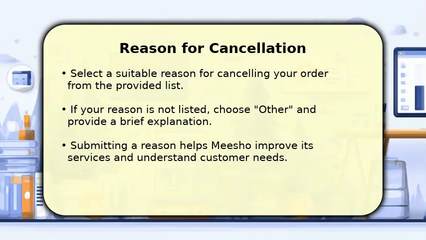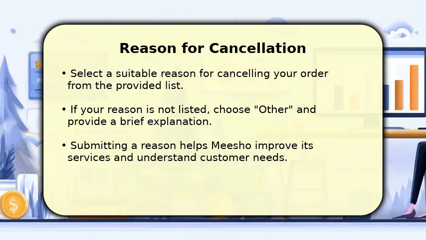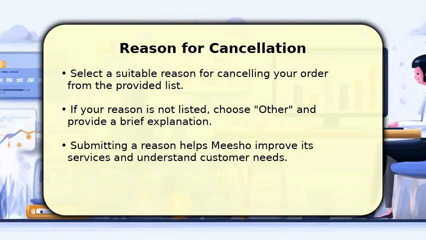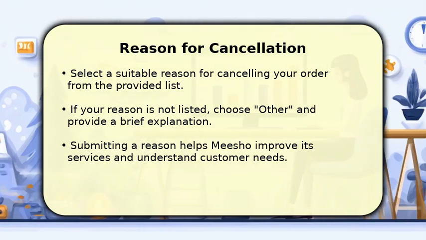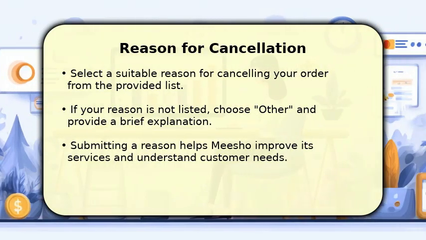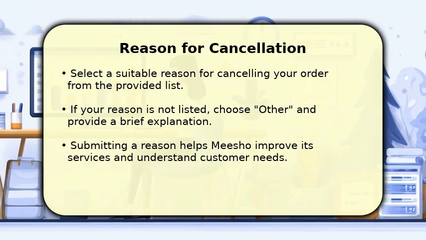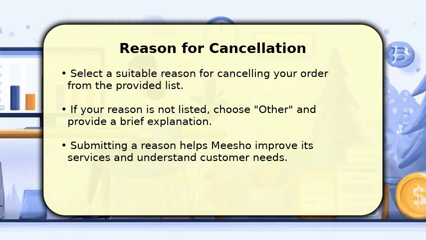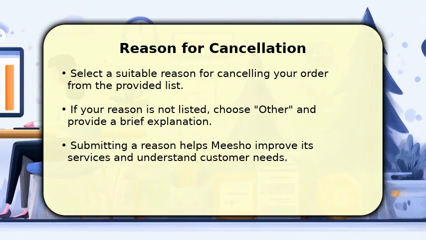Once you've initiated the cancellation, you'll be prompted to select a suitable reason for canceling your order from a provided list. If your specific reason isn't listed, simply choose Other and provide a brief, clear explanation in the text box. Submitting a reason is an important step, as it helps Meesho improve its services and better understand customer needs. Your feedback contributes to a better shopping experience for everyone on the platform.